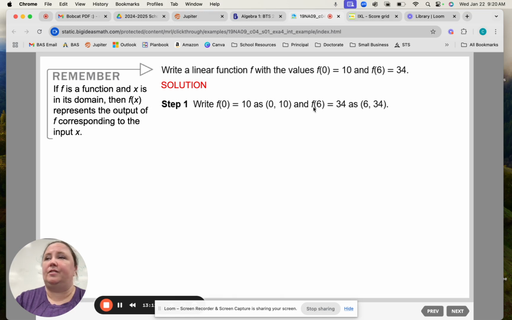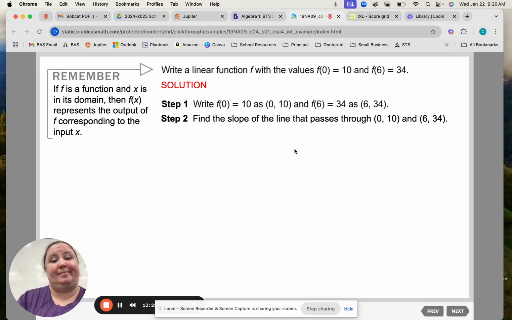And then I see f of 6, so x equals what? 6, and then what's my y value? 34. So here's your second point, 6, 34. So now I have 2 points, right? Yes. Now can I probably find slope and y-intercept? Yes. So let's find the slope. 34 minus 10 over 6 minus 0. What's 34 minus 10? 24. What's 6 minus 0? 6. What's 24 divided by 6?